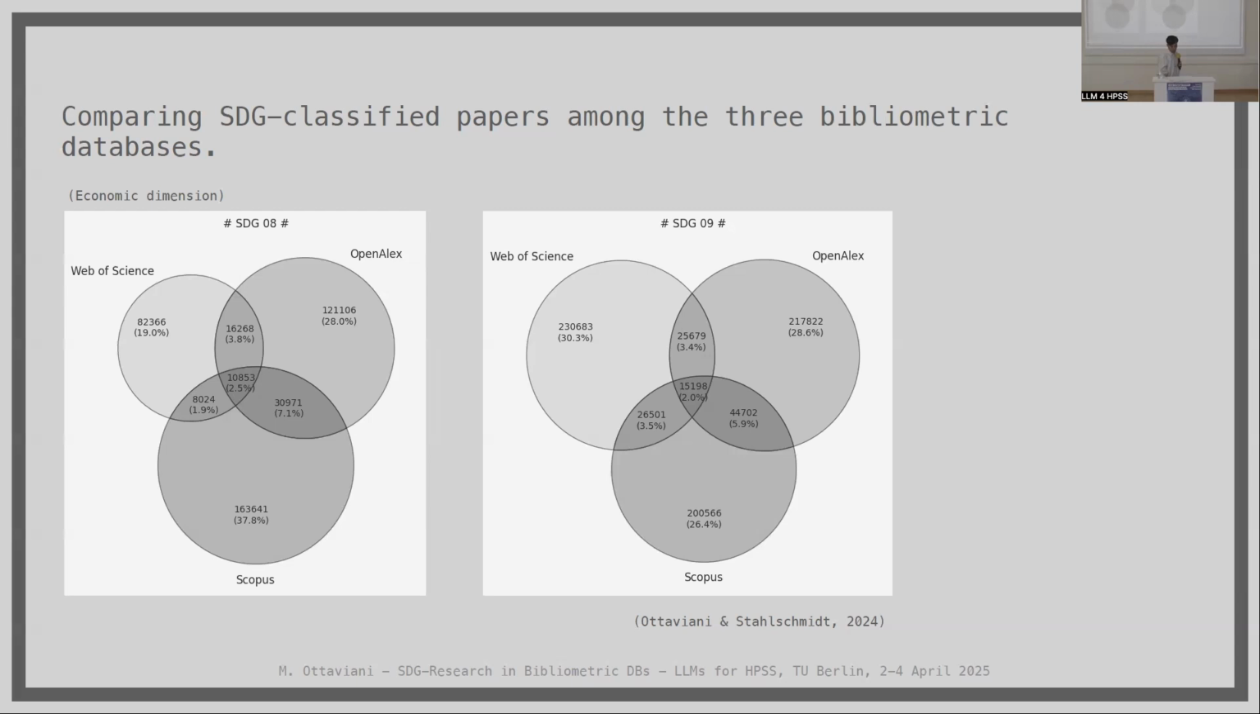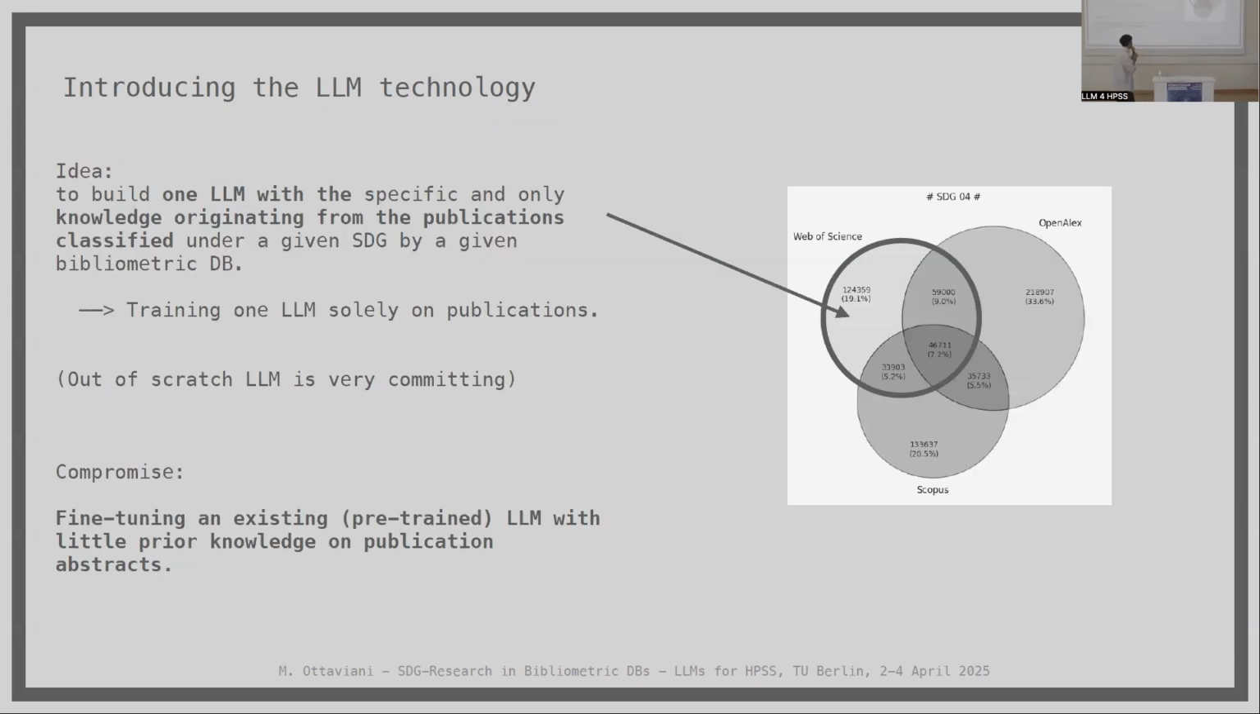And here comes the way in which we model the LLM technology. We started from the idea of having a large language model that was trained only on the corpora of publications that were classified by that bibliometric database, for that specific SDG, and that would be one of these circles.